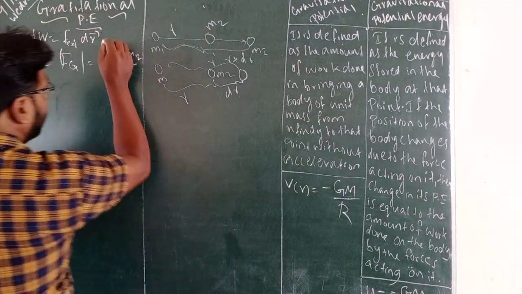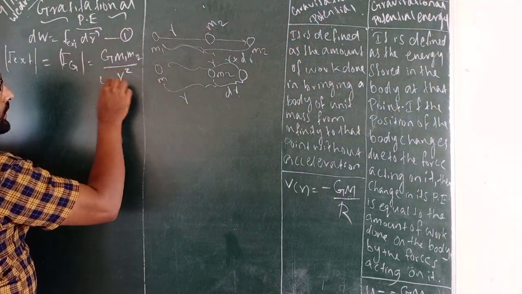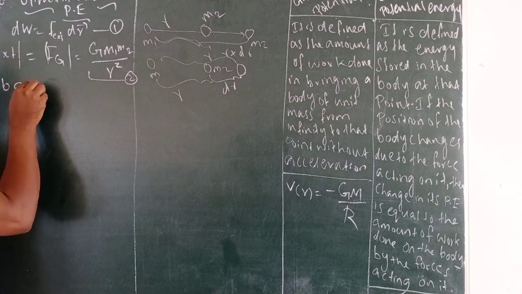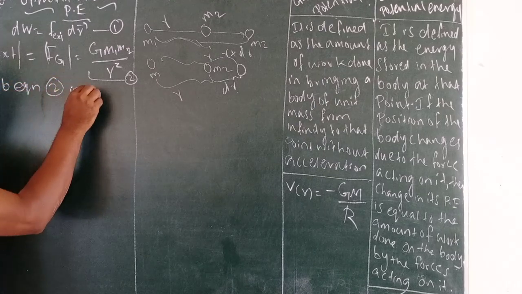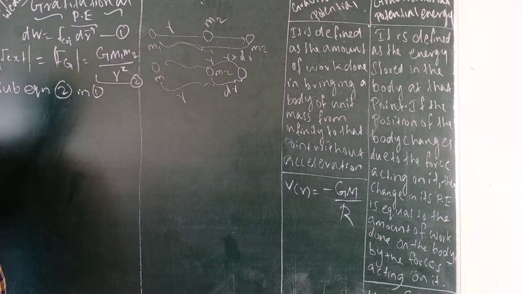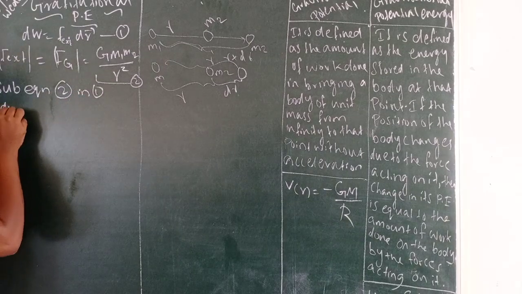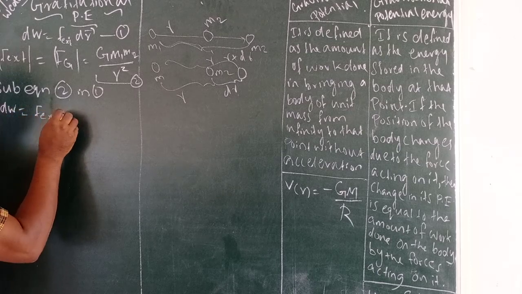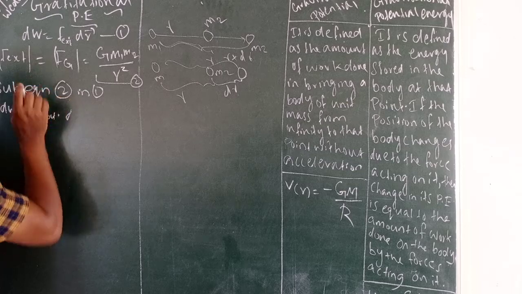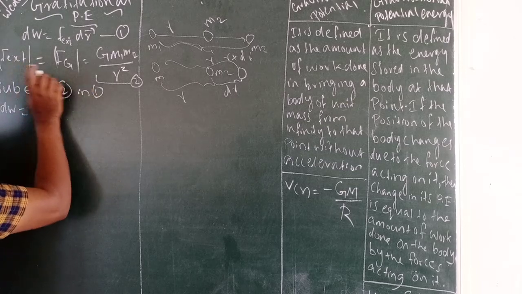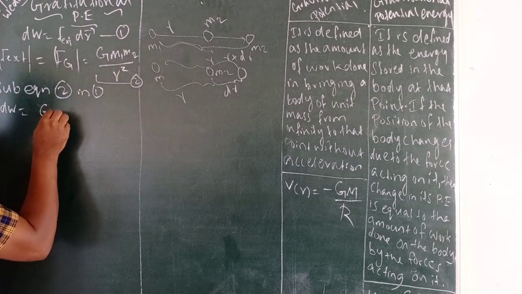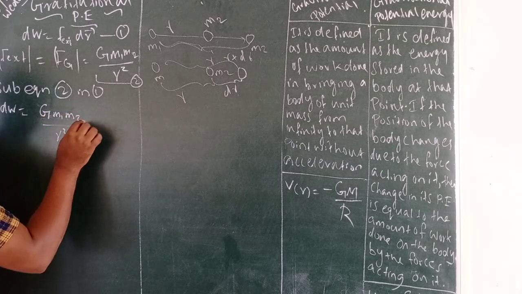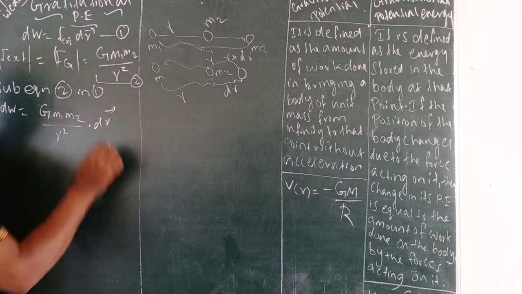Now you can keep this as equation 1. This is equation 2. Substitute equation 2 in 1. So dW equal to F external force dot dr. Instead of this external force, we have to use this G M1 M2 by R square into dr.